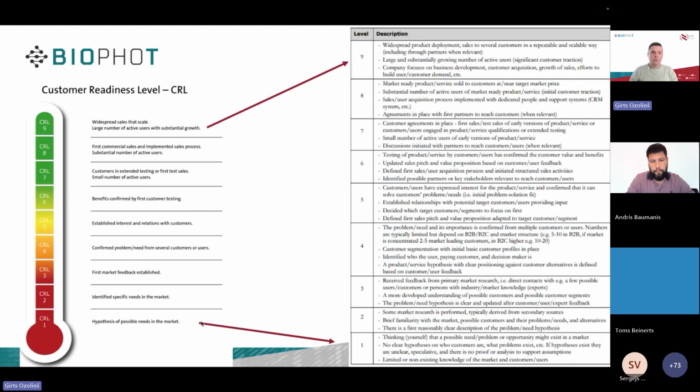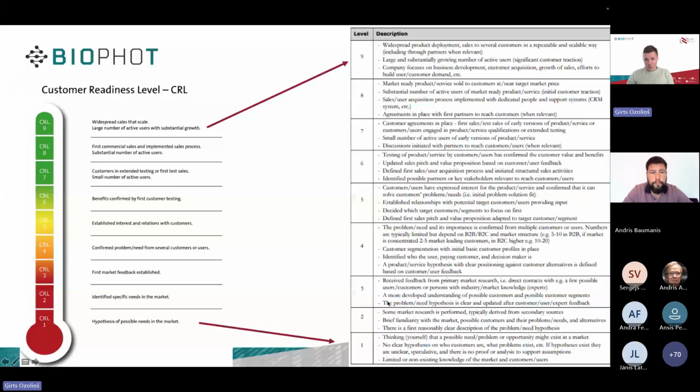These are more for when you already establish a spin-off, you have a company, a team, you have a product, you have customers for the product and so on. And each scale has its title. Then for you and for us as mentors, it is very clear what it means. For example, hypothesis of possible needs in the market, number 1. Then there is a corresponding, more detailed bullet point description, which explains what it means and what has to be done.